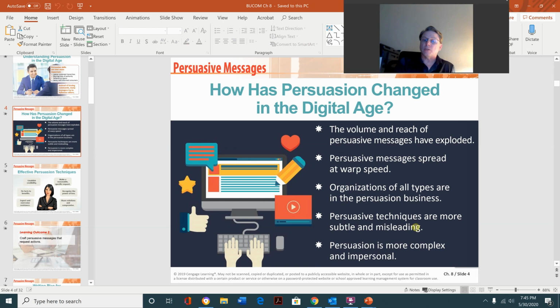Persuasive techniques are more subtle and misleading. Persuasion is complex and impersonal. With all the algorithms that are out there, anything you look up on the internet, you're going to find advertisements on the following websites after you look something up for something similar or something that would be keyed into whatever you search.